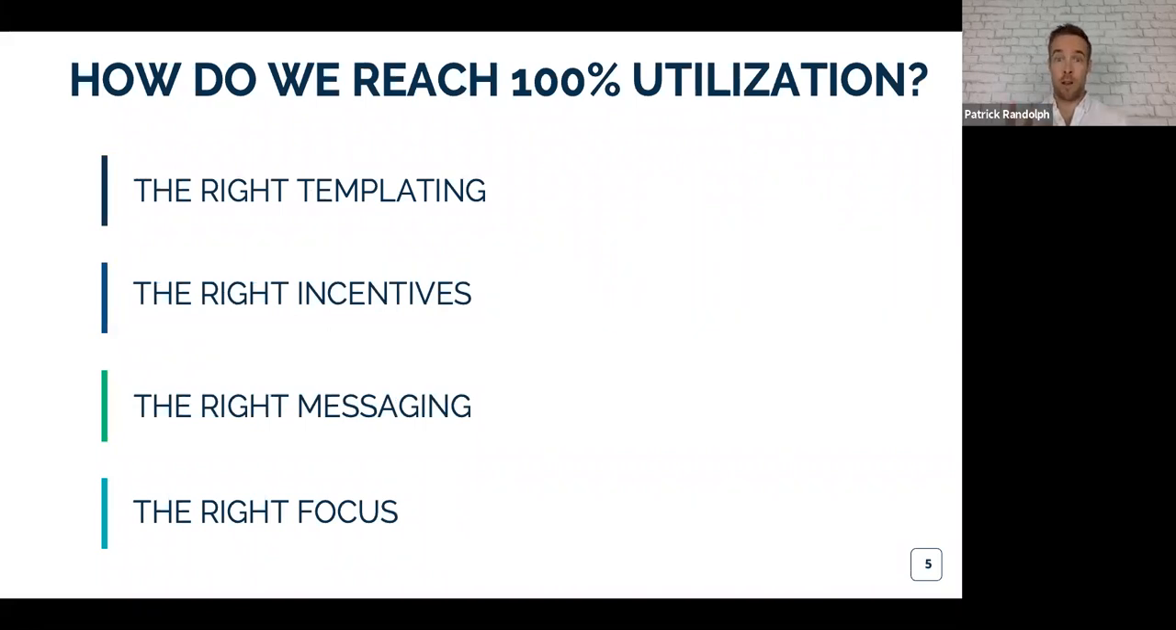So how do we do it? How do we get to 100% utilization? We pride ourselves in our webinars, and in our guides, on being very practical, trying to provide very practical, simple instructions to help you achieve that, and hopefully we can achieve that here. Number one, the right templating. Two is creating the right incentives. Three, the right messaging. And four is the right focus. So we're going to walk through each of those.